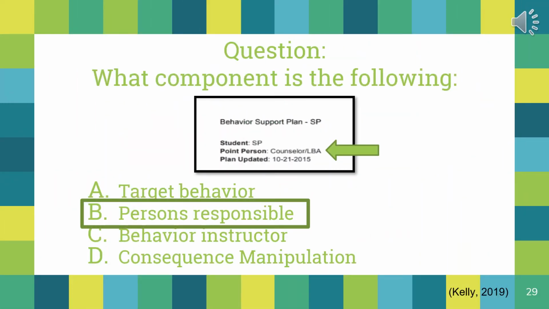The answer to the previous question was B, persons responsible. It lists the point person, which is the counselor or LBA. I'll give you some time to get that answer filled in on your homework sheet.